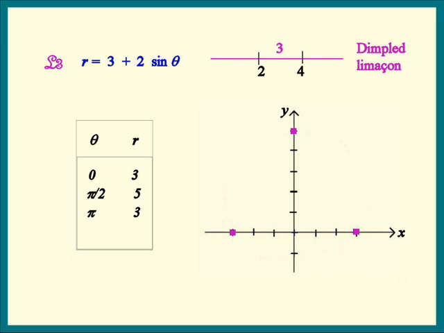And when theta is 3 pi over 2, sine of that's negative 1, we get 3 minus 2, that's 1. And there's that point. That's where the dimple is. And here's the dimpled limaçon. Notice in this case, at the dimple, there's a horizontal tangent line. On the top, there's a horizontal tangent line, and the 2 sides are slanted.